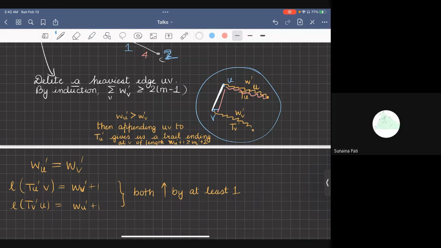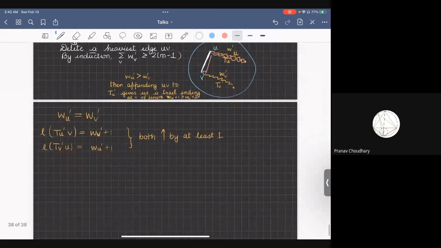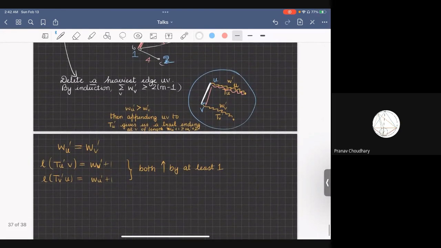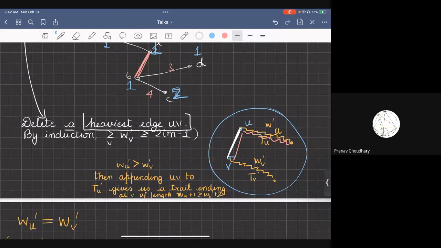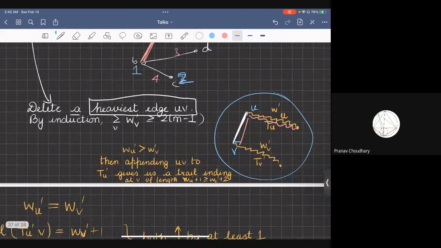WU prime less than WV prime is the symmetric case, so just append VU to WV prime. So what was the extremal part here? To delete the heaviest edge, right? This is important. It sort of seems like in the grand scheme of things this was a very small part, but that's how things work. It's always a mixture of arguments.